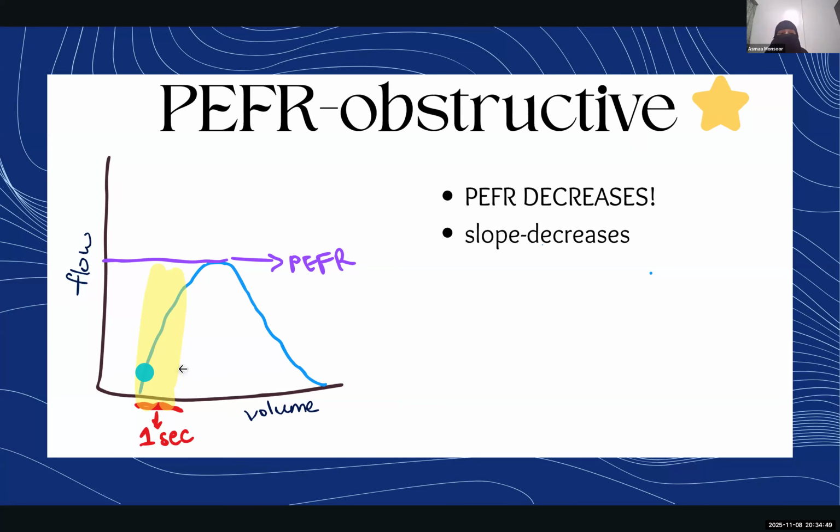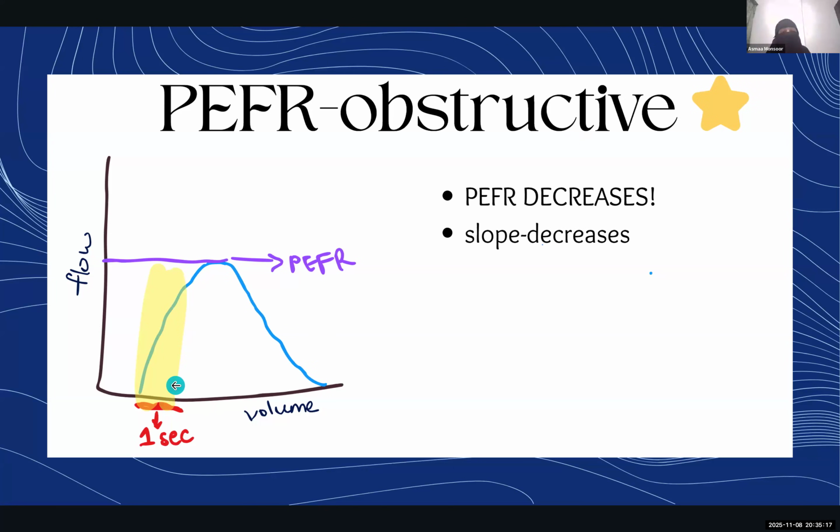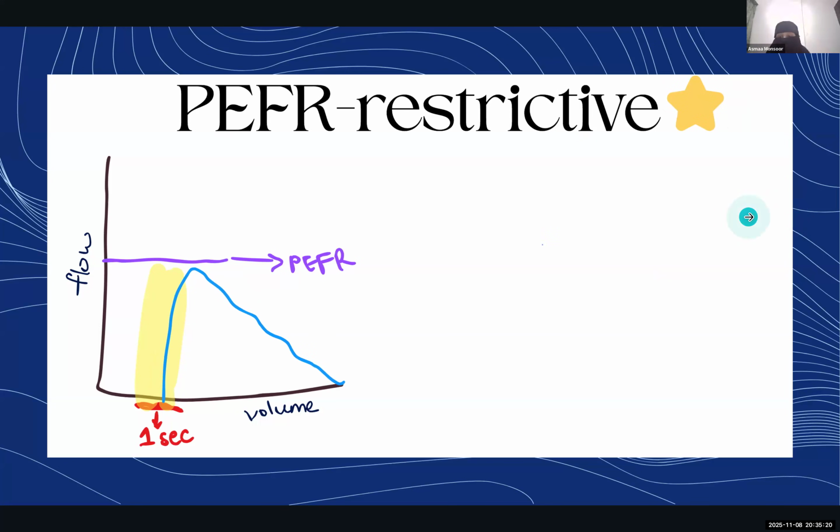However, now we come to the slope. The slope in obstructive diseases will decrease. Why? Because it takes time for the air to come from the lungs to outside because of the obstructed airways. Whereas for restrictive diseases, the slope will increase because the lung is trying to collapse and push the air outside. It's going to shoot up and then come down. Whereas for obstructive, it's going to take time to go up and then takes time to come down. Did you guys get it?